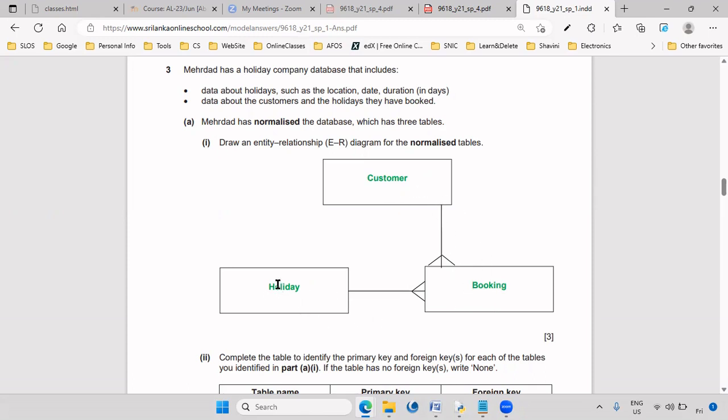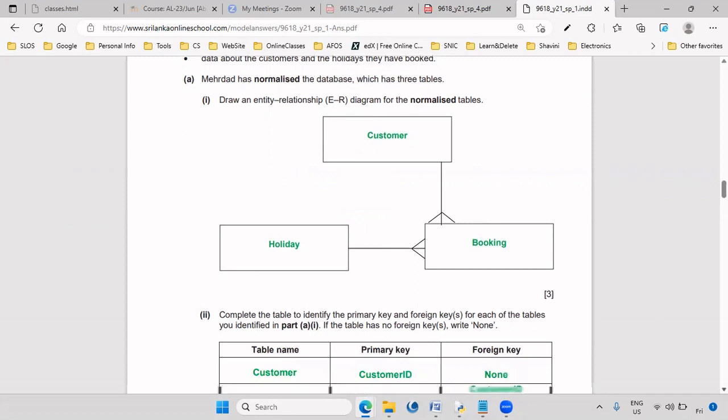In the same way, with this holiday, the same holiday can have 2, 3 bookings, either by 1, 2, 3 customers, or the same customer a second, third time. It can have many bookings. So that is also one to many from this side.